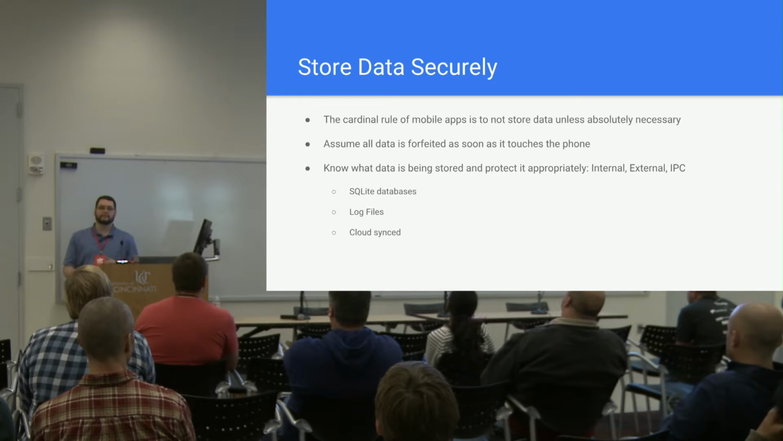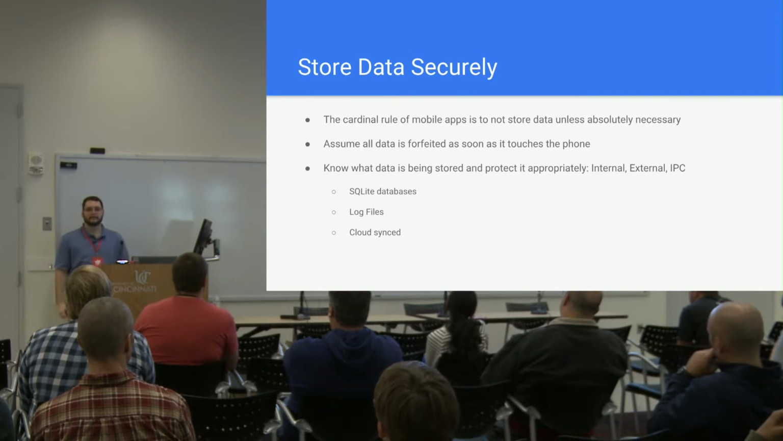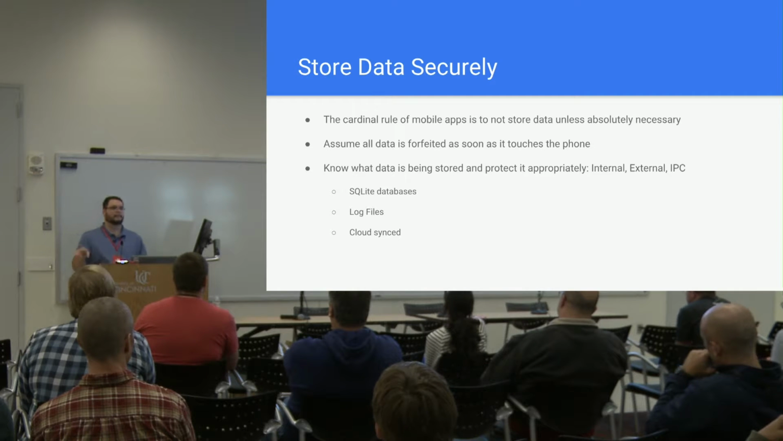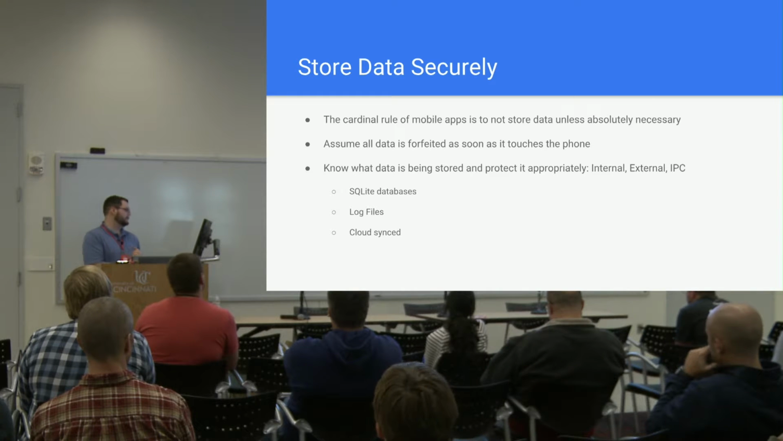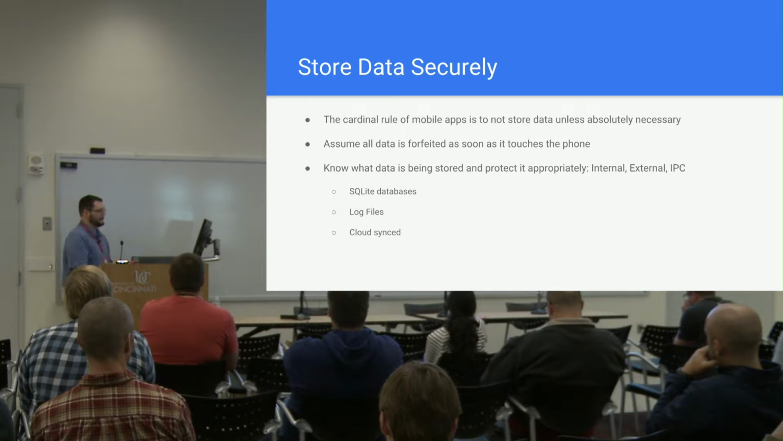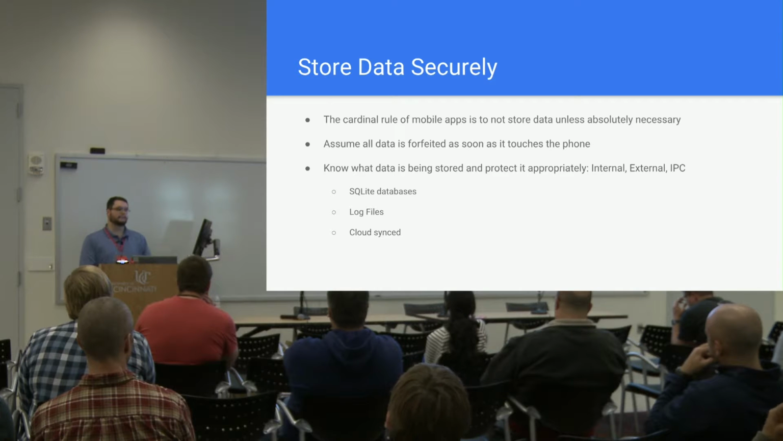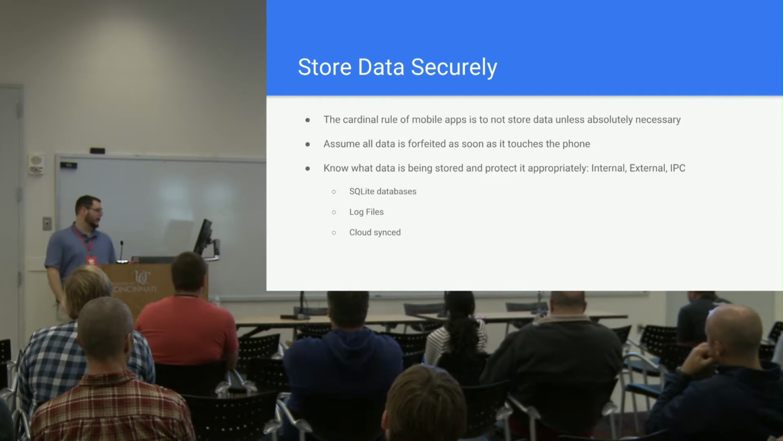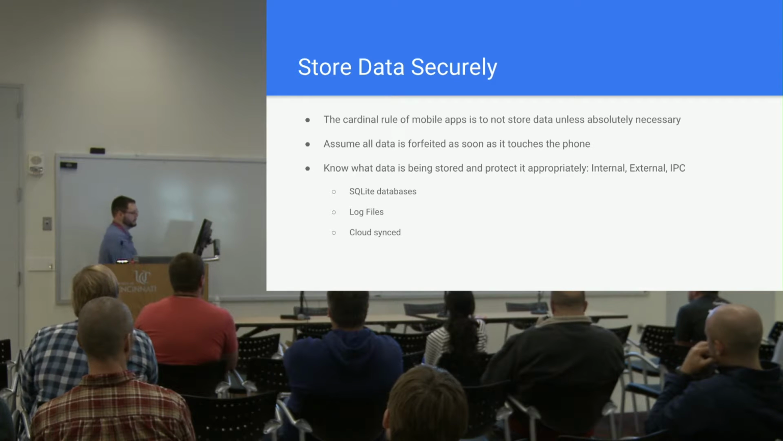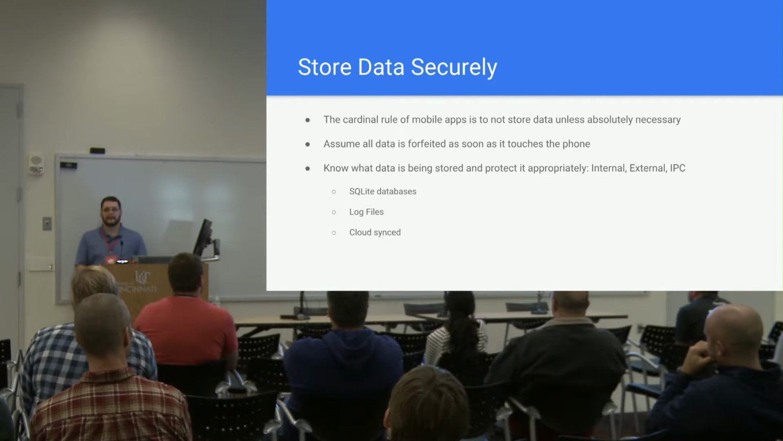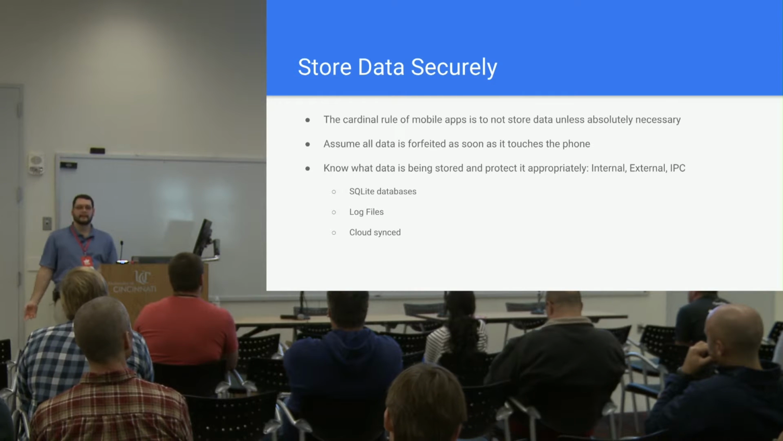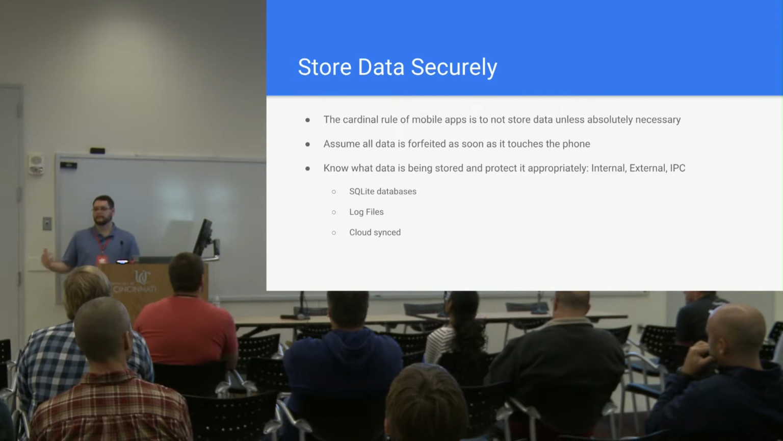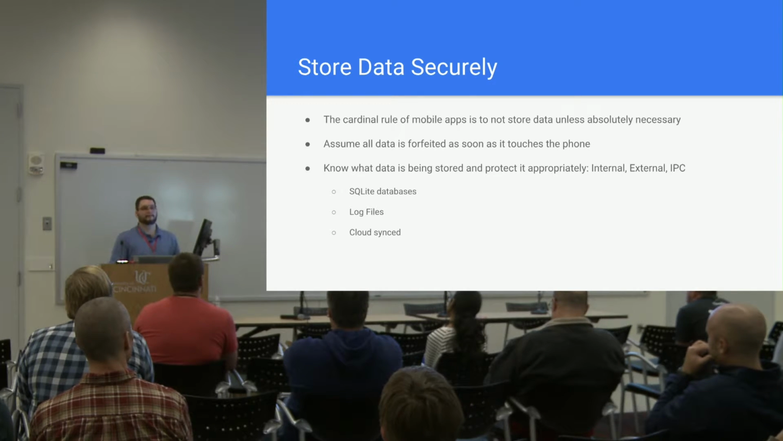So SafetyNet kind of helps give you just that, a safety net. But again, it can be hacked around. It can be tunneled under. So really, the key here with storing data securely is know what data is being stored and then protect it appropriately. There's a couple of different places for that. We're going to look at internal, external, and inter-process communication, how to do those securely. It also includes things, though, like SQLite databases, log files, cloud sync data. There's lots of places where data may live, and you need to understand every place in your app that has a data footprint so that you know what data is being stored where and if it has the appropriate protection.